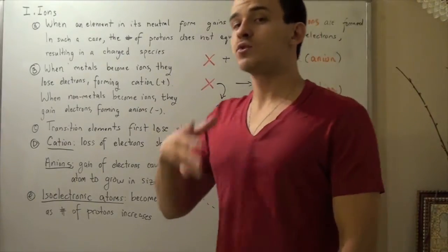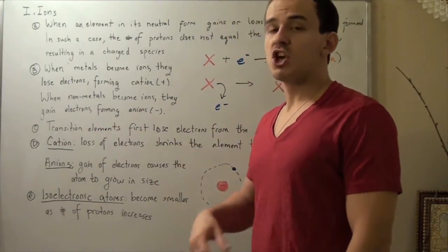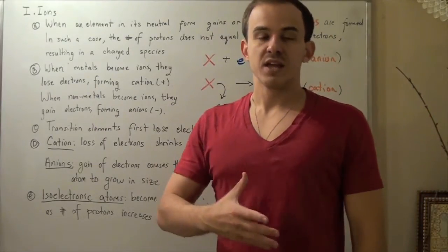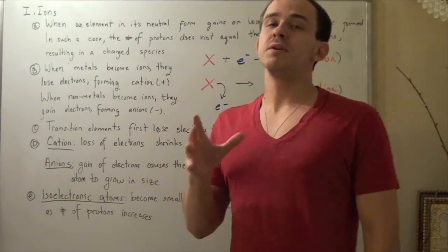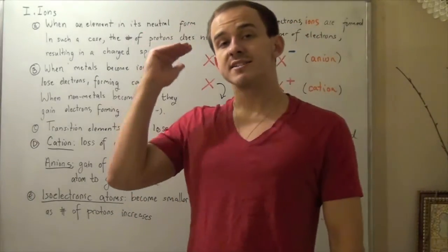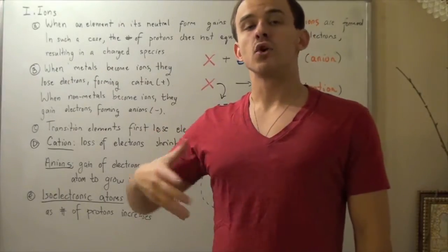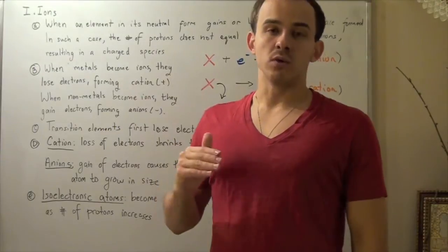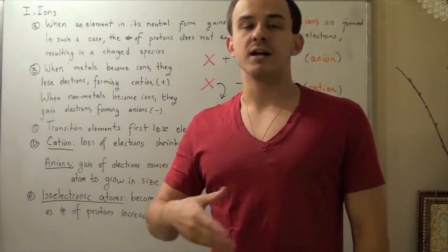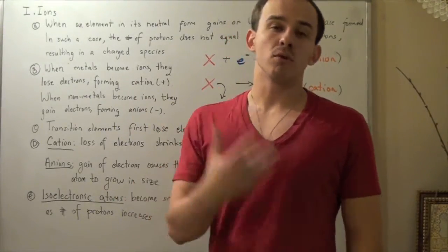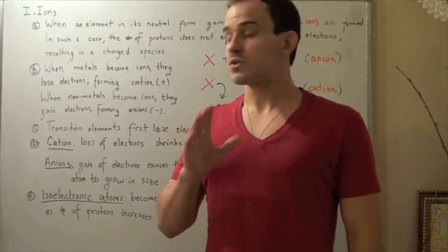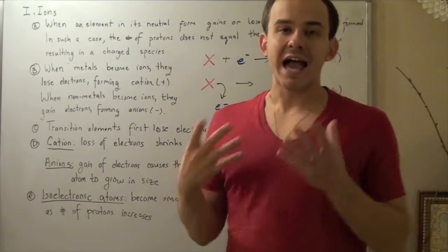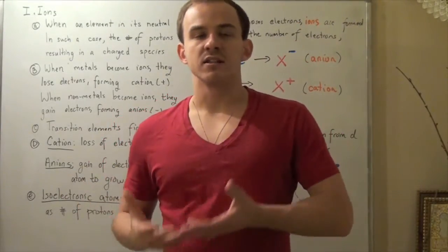Now, one note about transition metals. Whenever transition metals lose electrons, they first lose electrons from the s orbital, and then from the d orbital. That's because the s orbital is at a higher level than the d orbital, and electrons leave the higher levels first before the lower levels. We're going to talk more about the s orbitals and d orbitals in a future lecture, so stick around.